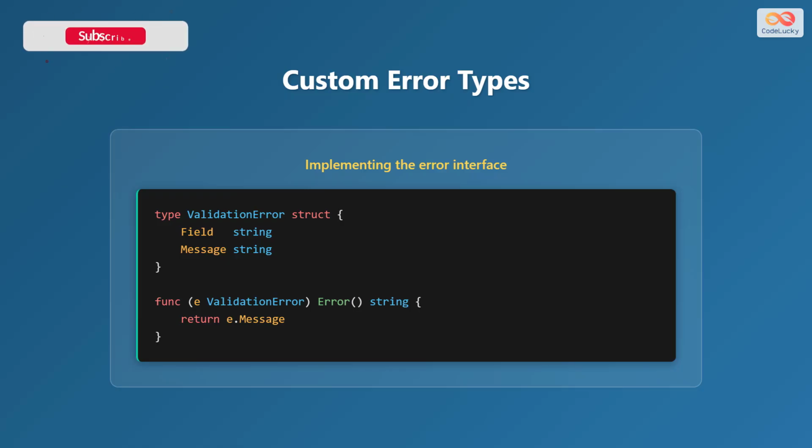You can define your own custom error types in Go by creating a struct that implements the error interface. This allows you to create errors that carry additional information specific to your application. Define a struct with fields that hold the error details, and then implement the Error method to return a string representation of the error. For example, type ValidationError struct with fields Field of type string and Message of type string. Then define a function Error string for the struct ValidationError to return the error message.